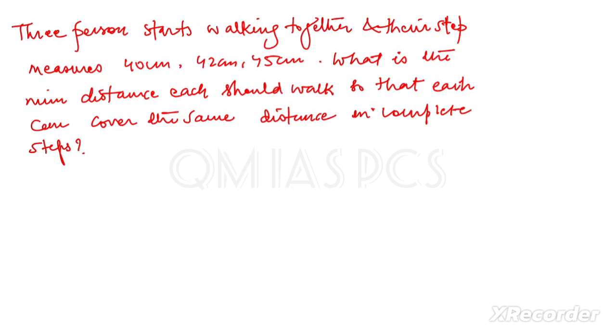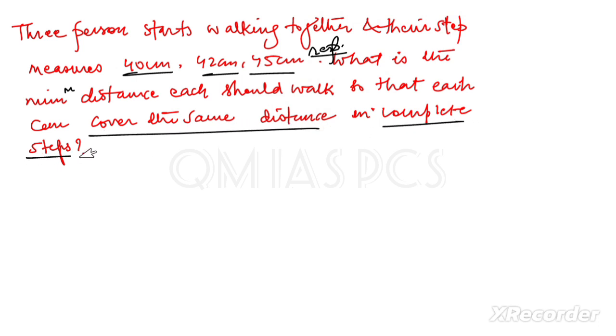This question is from UPSC 2011. Three persons start walking and their steps measure 40 centimeter, 42 centimeter and 45 centimeter respectively. What is the minimum distance each should walk so that each can cover the same distance in complete steps? They have to take complete steps to cover the same distance. So we have to find the minimum distance.